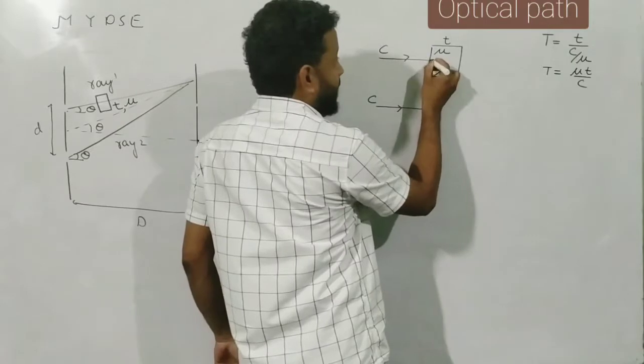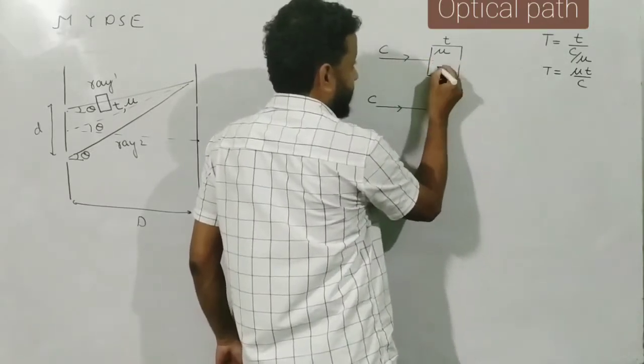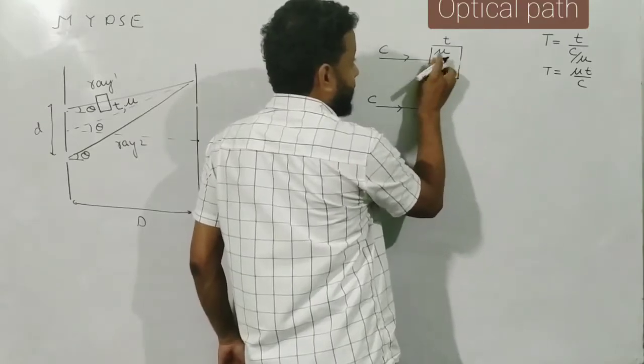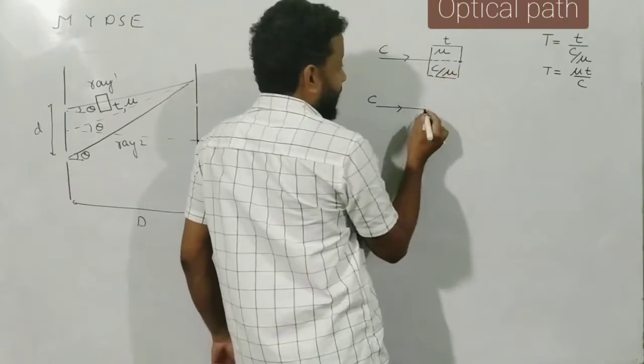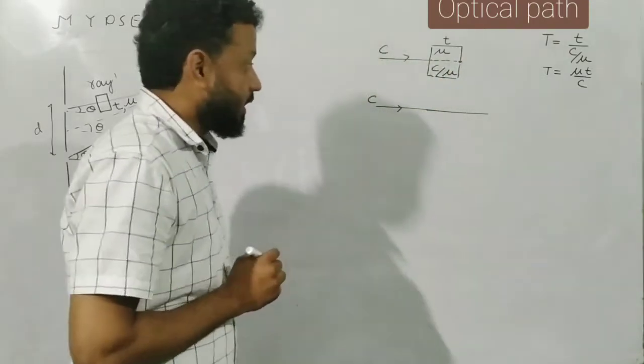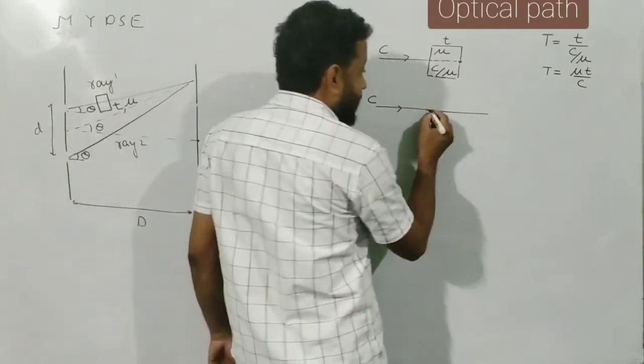So by the time this ray has reached over here, this ray will travel a larger distance. Why will it travel a larger distance? Because this is still traveling at the velocity of c. So how much distance will this travel?